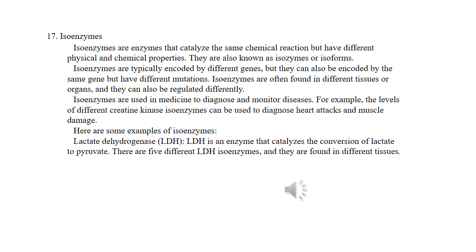Isoenzymes are used in medicine to diagnose and monitor diseases. For example, the levels of different creatine kinase isoenzymes can be used to diagnose heart attacks and muscle damage. Here are some examples of isoenzymes. Lactate dehydrogenase, LDH. LDH is an enzyme that catalyzes the conversion of lactate to pyruvate. There are 5 different LDH isoenzymes, and they are found in different tissues.